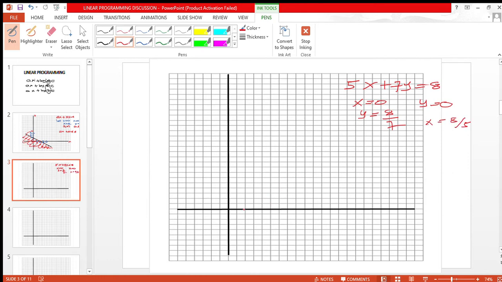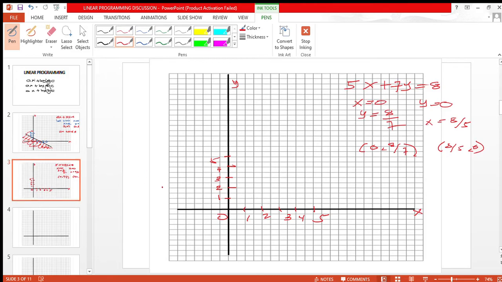Okay, going now to our Cartesian plane. So let's say I use intervals of 1 unit. This is our x-axis. This is our y-axis. This is the intersection of the two axes. That's the origin. And let's also have the scale for the y-axis. So we have 1, 2, 3, 4, 5. 1, 2, 3, 4, and 5. So this will now have the coordinate 0, 8 over 7, and this will be 8 over 5, 0.